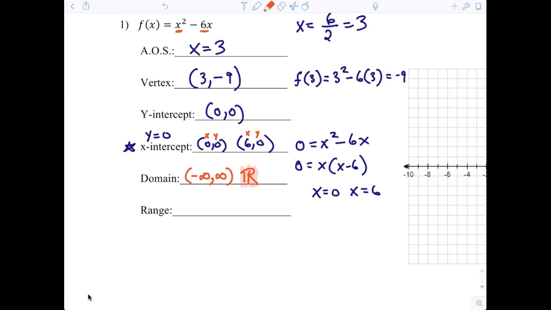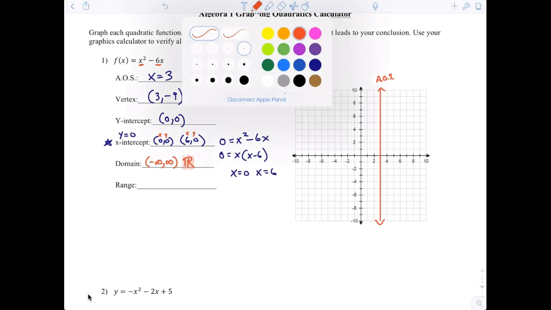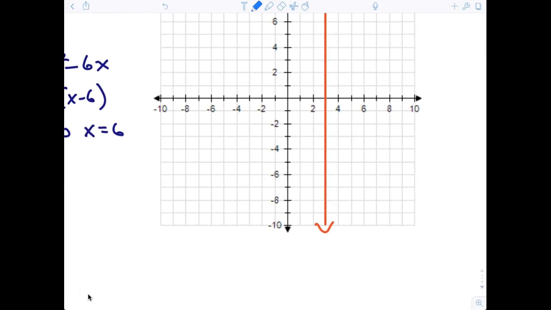Now let me explain how to find the range, then we're going to get into the calculator. We're going to graph this now. Right off the bat, we already said that our axis of symmetry is x equals 3. You don't have to write it in; I'm just reviewing for those who still don't know. Now we're going to change color and put in the vertex. The vertex is going to be 3, negative 9. So put a dot down here at 3, negative 9.